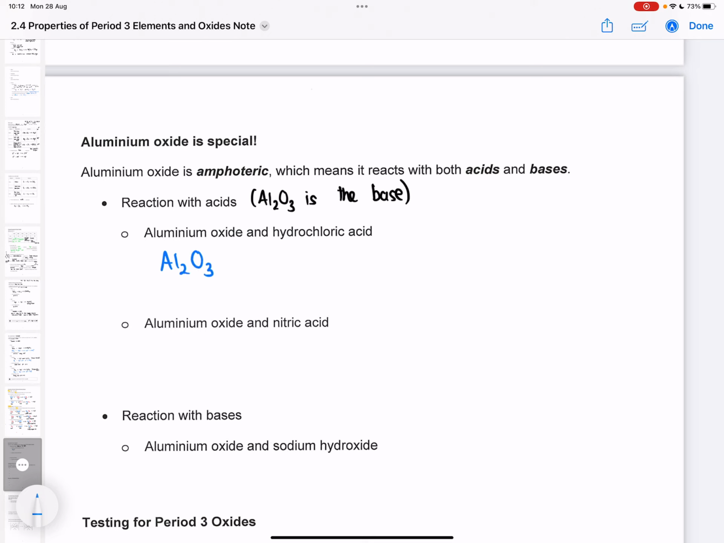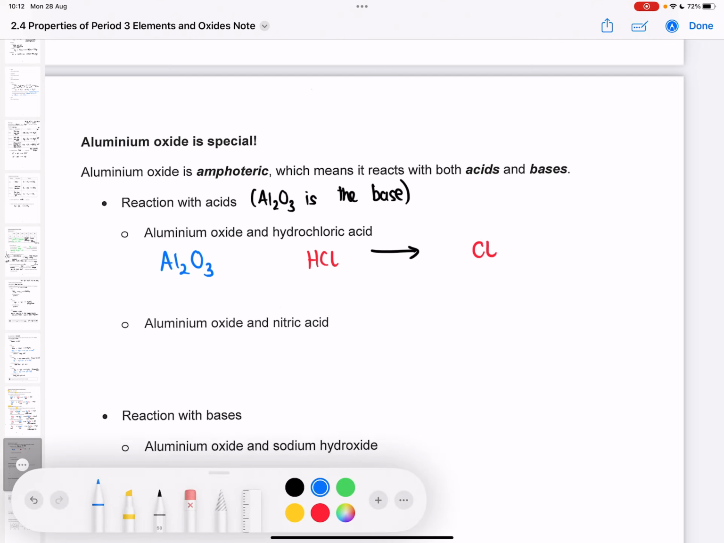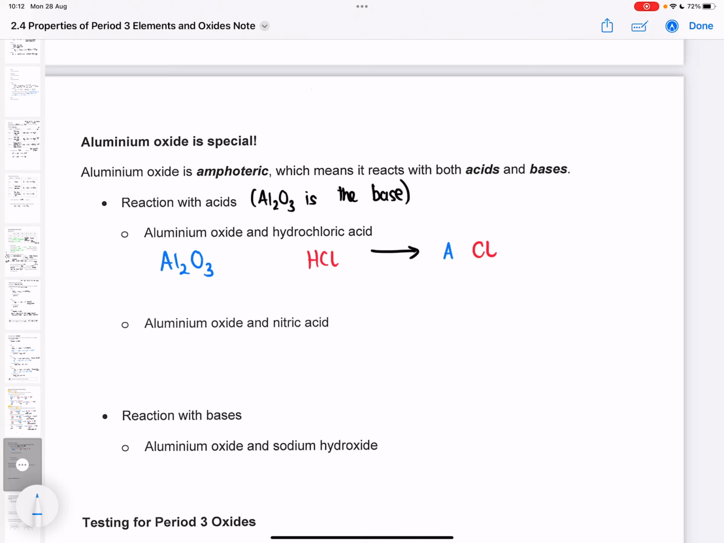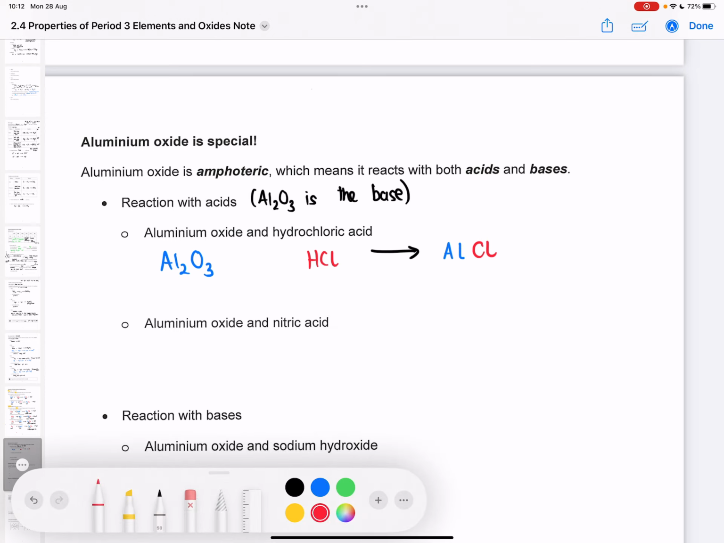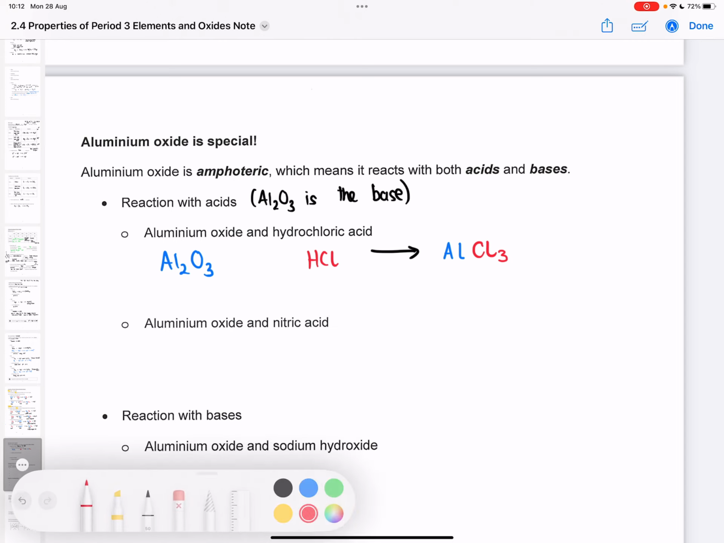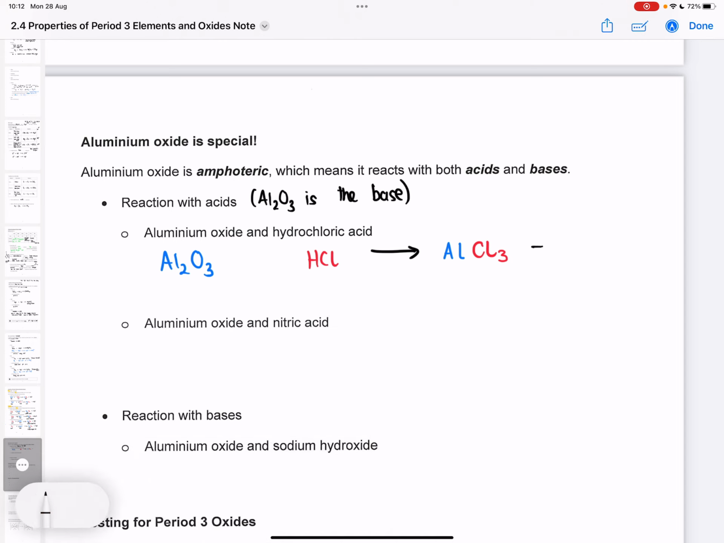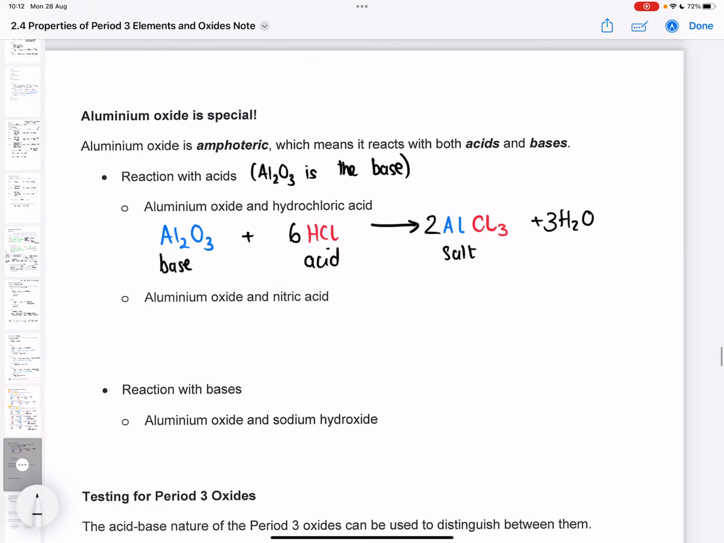So aluminium oxide is the base, hydrochloric acid is the acid, and we're going to make that salt, remembering that the acid always gives us the anion, so chloride ions, and the base always gives us the metal part. So we're going to go aluminium, but aluminium's a 3+, chloride's a 1-, so we need 3 of those. And then plus our water. So we've got our salt, acid, base, and we just need to balance our equation. So we spend a little bit of time putting in the balancing, and we have our equation.